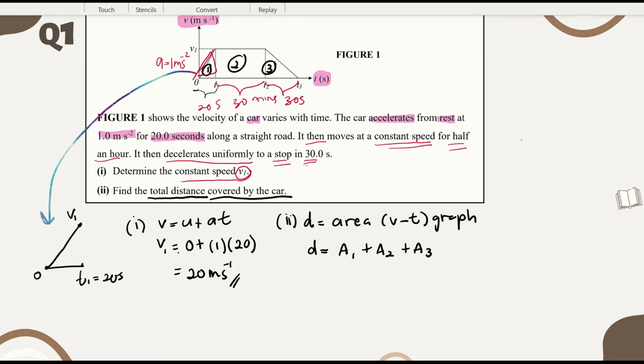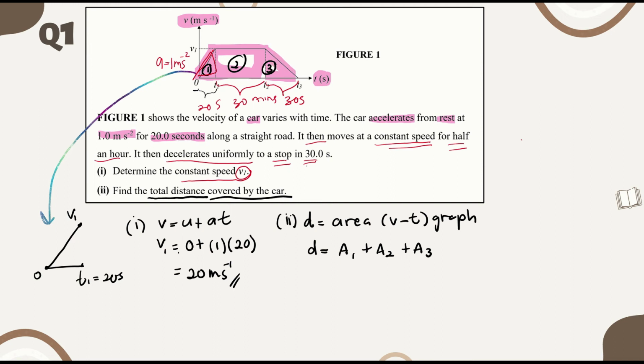For area number 1, we have a triangle. For area number 2, we have a rectangle. And for area number 3, we have again a triangle. Then we use the correct equation. So area number 1 is half, because it is a triangle, the time is 20 and the v1 is 20. For area number 2, we have a rectangle, so v1 is 20 and the time is 30 minutes.